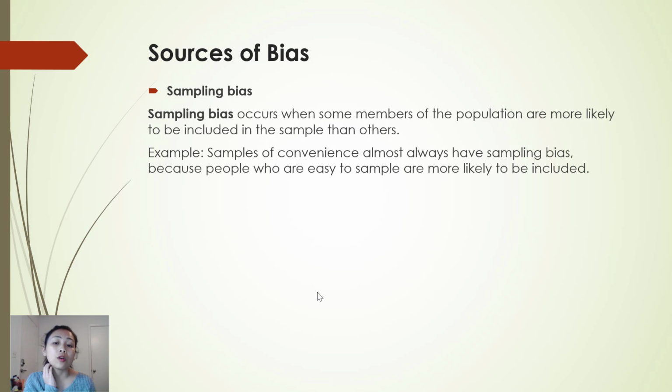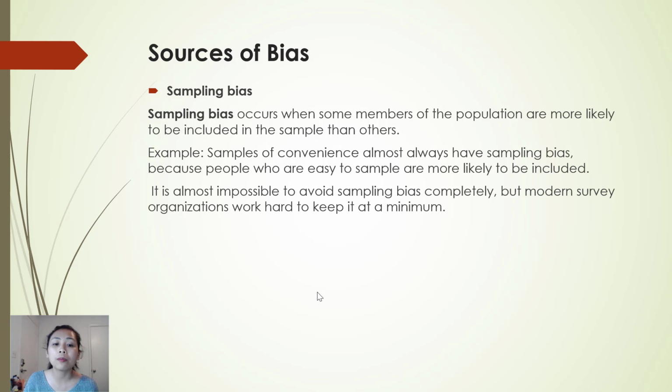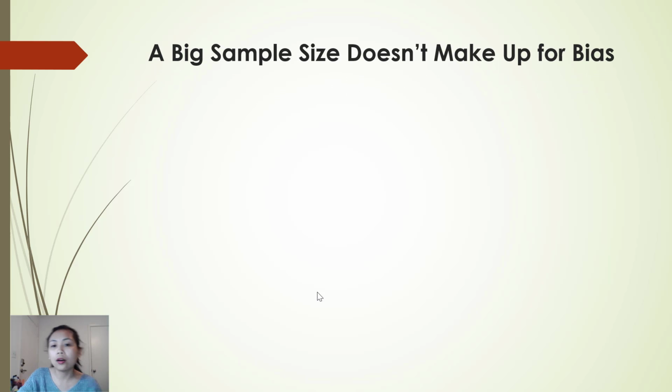Samples of convenience almost always have sampling bias, because people who are easy to sample are more likely to be included. It is almost impossible to avoid sampling bias completely, but modern survey organizations work hard to keep it at a minimum. So usually we cannot make a sampling method perfect. We should try to minimize the bias, minimize the mistake. So that was about bias and sources of bias.